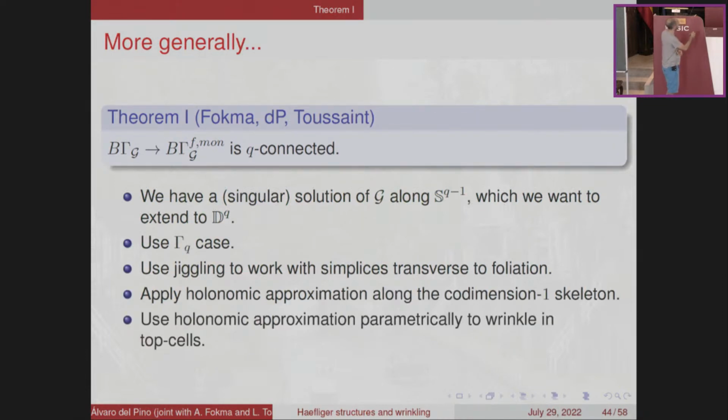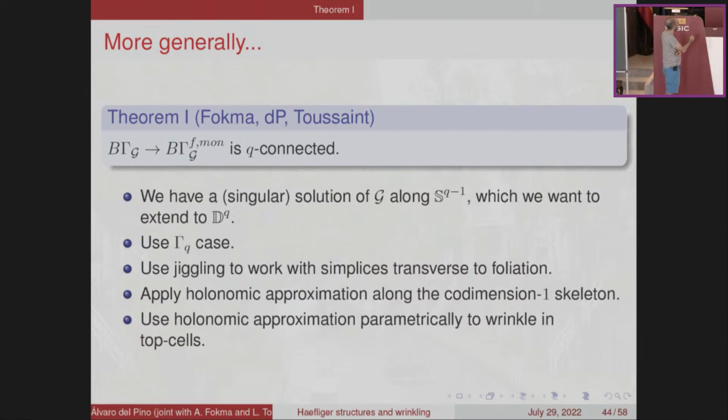So what does this say? I'm talking about Q-connectedness, so I'm talking about Q-manifolds. It's talking about some relative homotopy group, so I'm really talking about the disk of dimension Q. Along the boundary of this disk, I have an actual solution in the Haefliger sense.